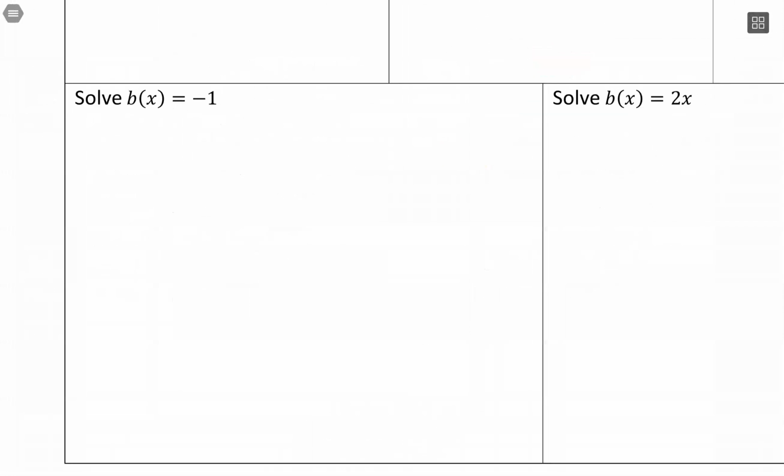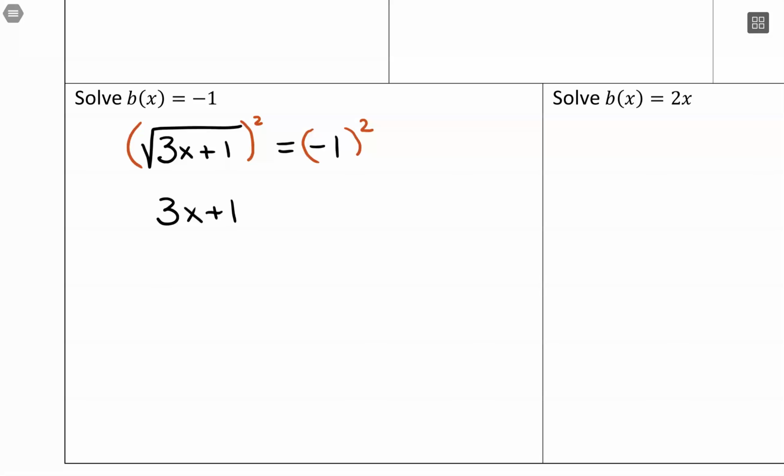Okay, let's look at some examples where we're solving. So b of x, so that's our square root of 3x plus 1, equals negative 1. Now in solving radical functions, what we want to do is get rid of the radical. Our first step would be to isolate the radical on one side of the equation, which it already is. And then to get rid of that root, we're going to use exponents. So what I'm going to do is square both sides of the equation. In doing that, the root and the exponent cancel each other out, so we're just left with 3x plus 1 on the left-hand side.